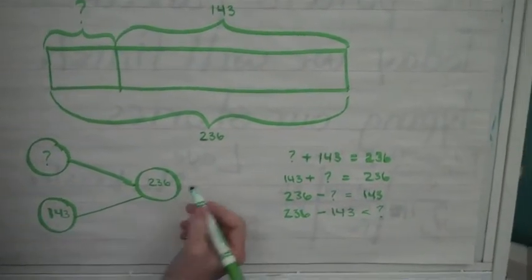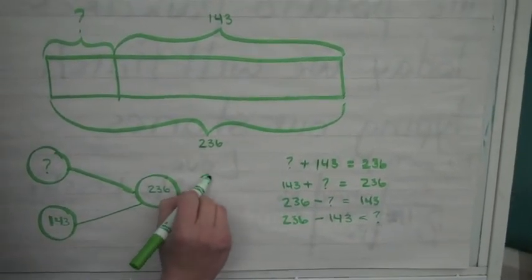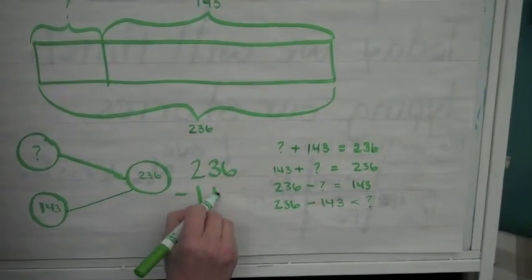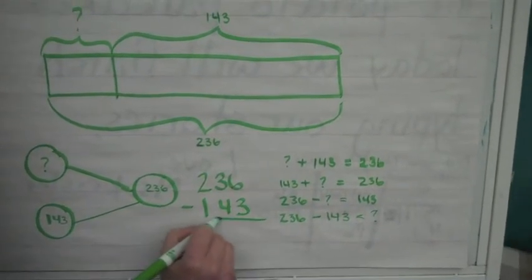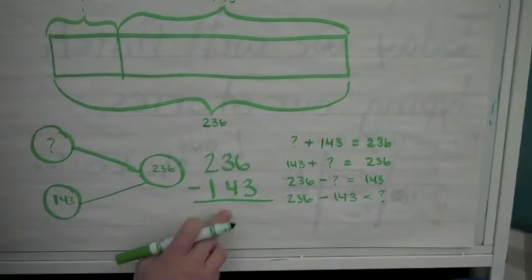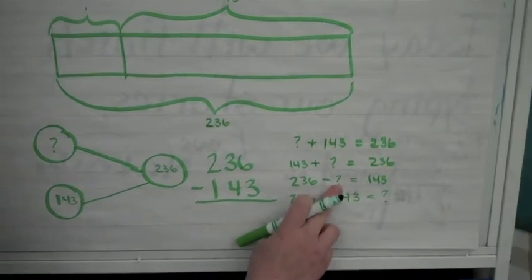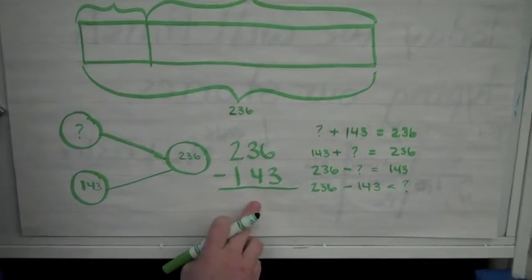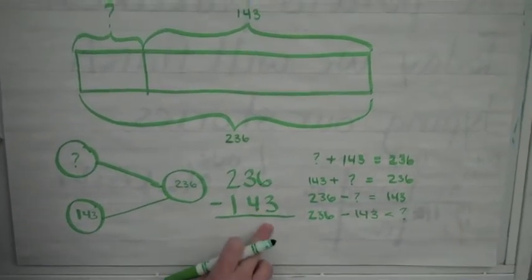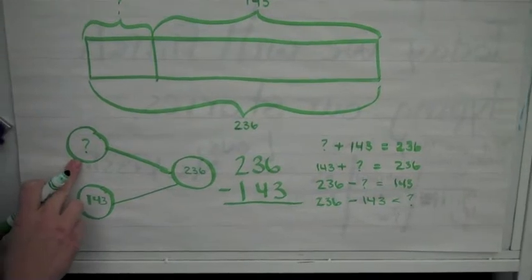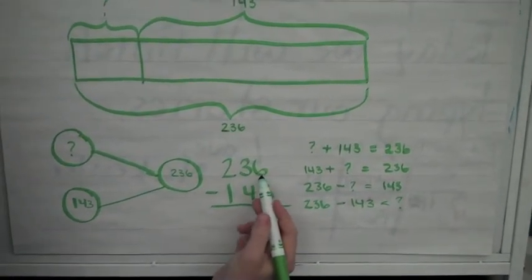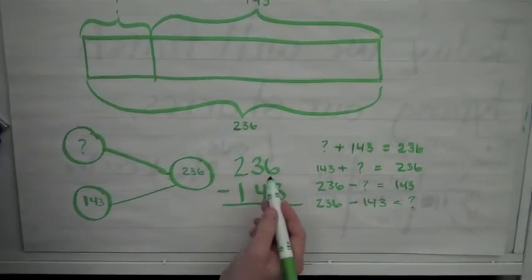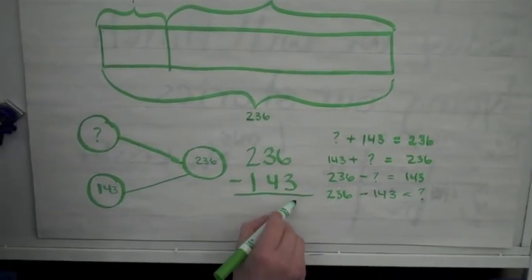So I'm going to write that fact the super smart second grader way. 236 minus 143, and I'm going to solve for my other part. So I have my part representing the question mark in each of these facts. Now this will be my question mark, which in turn makes it my other part. So I'm looking at my problem and I notice that 6 is larger, so I can take 3 away. So 6 minus 3 will give me 3.